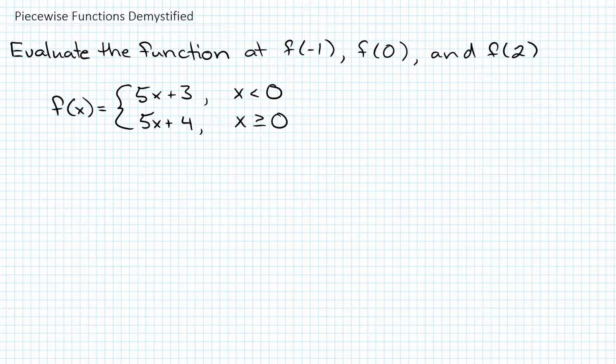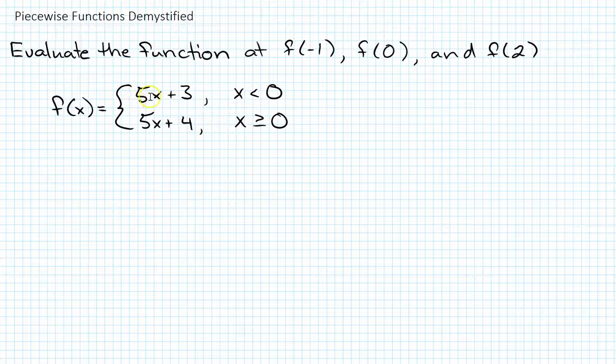So this problem is asking us to evaluate a function at a few different points, but the function they're giving us is a piecewise function, and piecewise functions tend to throw people off because they're not used to seeing them and not used to reading them or understanding them. So let's figure out what it means, and then it's actually very, very simple to solve. A piecewise function is actually two different functions that work for specific values of x.